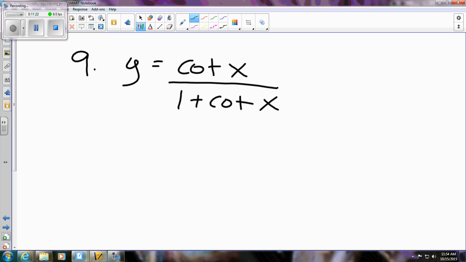Hey, can't I just cancel those cotan x's? No. Oh, that's right, because there's addition here, right? This is not a factor of the whole denominator. So don't even think about it, because I know someone's thinking, I did that.